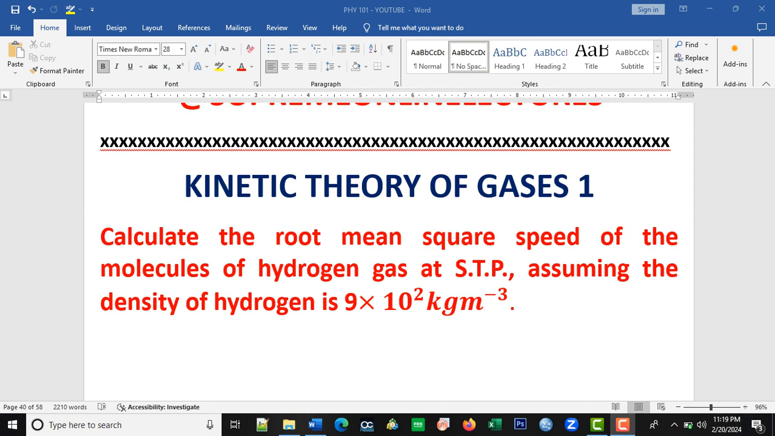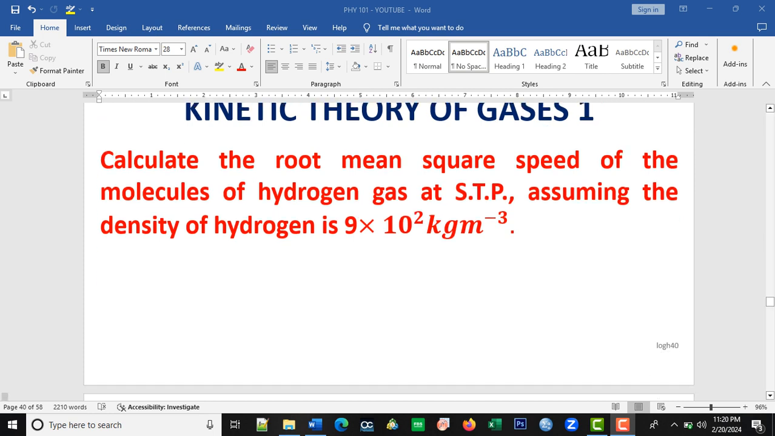Before I go into solving the problem, I want us to understand that at STP, volume is a constant, pressure is a constant, and temperature is a constant. So that constant is fixed. So at STP, we should be able to know the value of pressure, temperature, and volume. Let's move down.